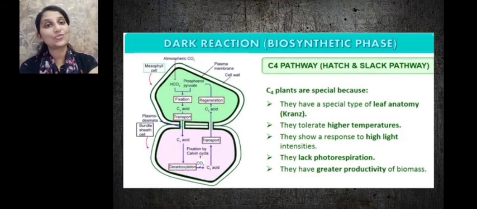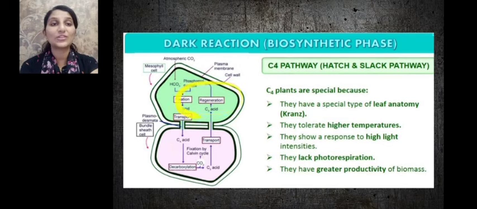The C3 acid is transported back into the mesophyll cells, where this process is called regeneration, and again the cycle continues. Now let us learn what are the peculiarities of C4 plants.